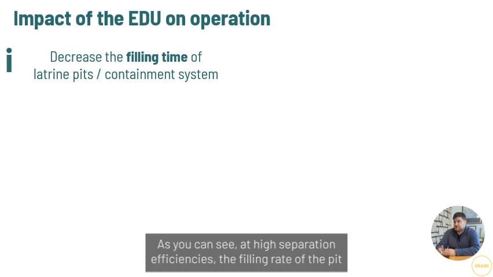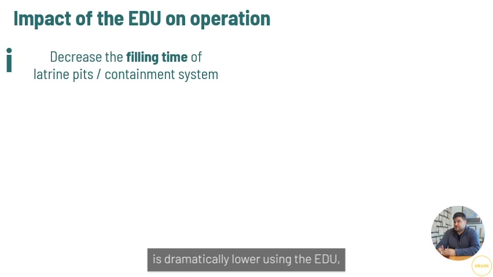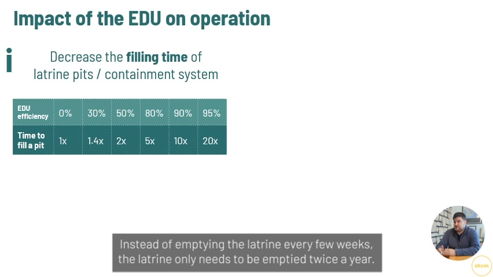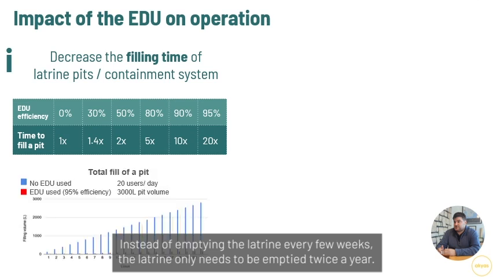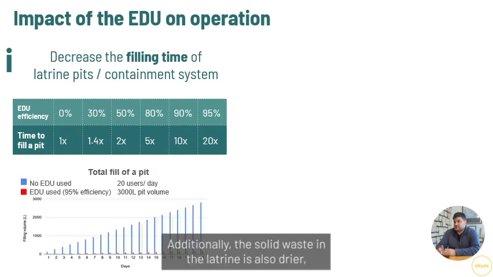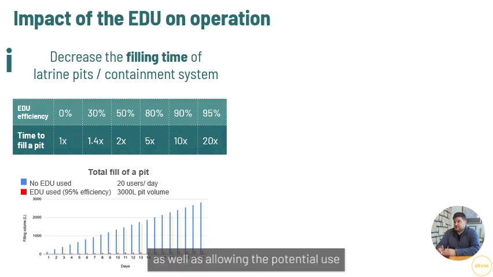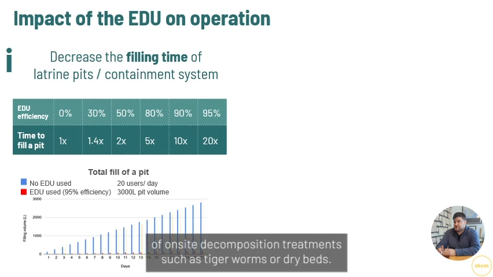As you can see, at high separation efficiencies, the filling rate of the pit is dramatically lower using the EDU, something between 10 to 20 times slower at our current operating efficiencies. Instead of emptying the latrine every few weeks, the latrine only needs to be emptied twice a year. Additionally, the solid waste in the latrine is also drier, which means a lower risk of leakage into the environment, as well as allowing the potential use of on-site decomposition treatments, such as tiger worms or dry beds.